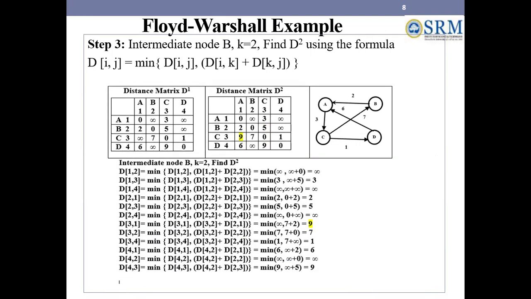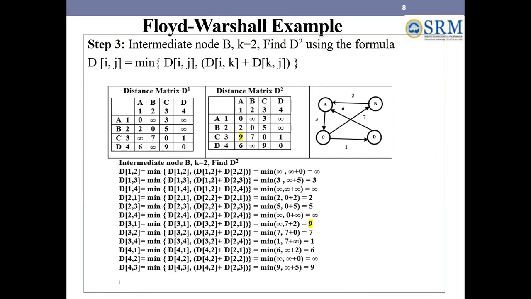And step 3, intermediate node B, k equal to 2. So we are going to find d power 2 using the previous d power 1. See the table, distance matrix d power 2 is derived from d power 1. See, there's only one change. All remaining values are the same.